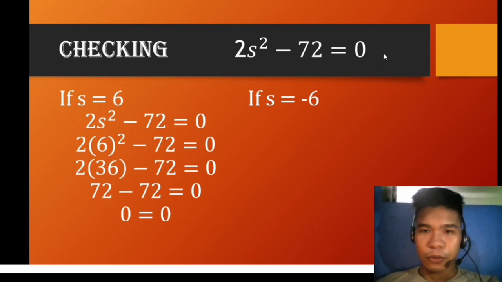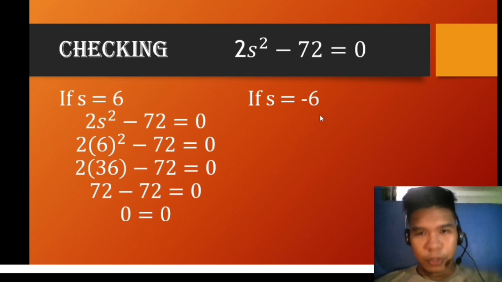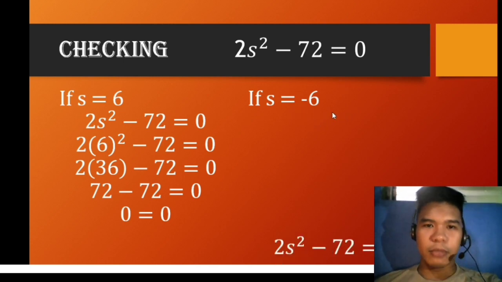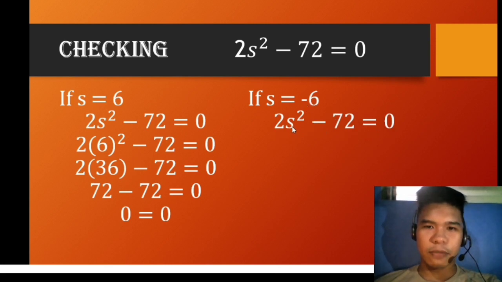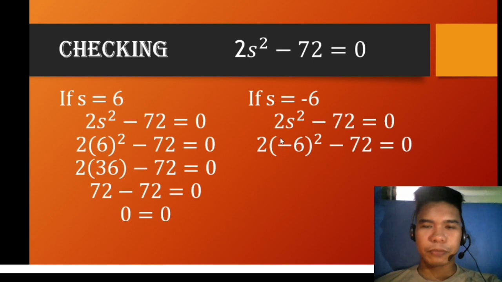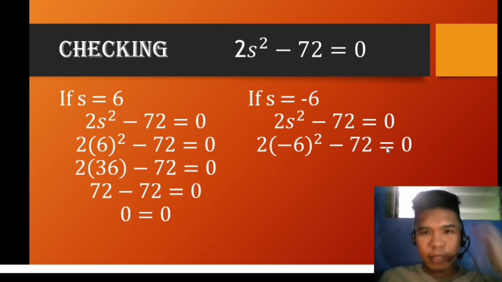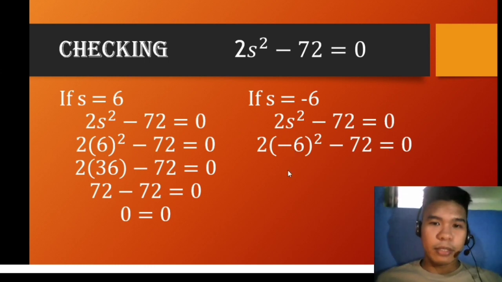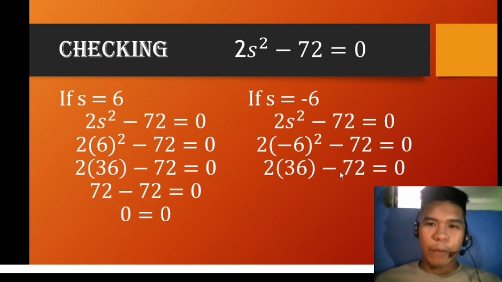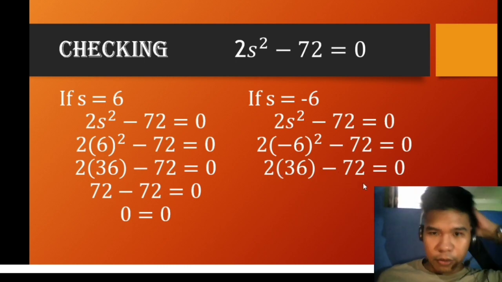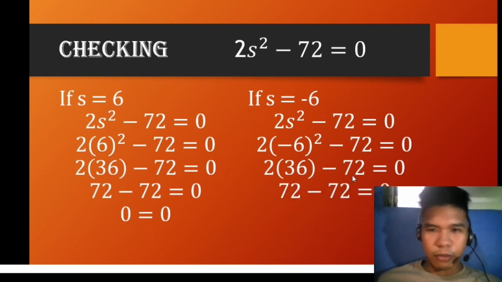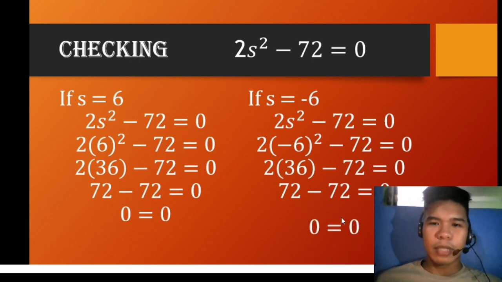Let us now use our computed root, which is s equal to negative 6. Again, we substitute negative 6 for s. Again, we copy 2. S now will become negative 6, quantity squared, minus 72 equal to 0. Simplify: negative 6 times negative 6 is again positive 36. So this will become 2 times 36 minus 72 equal to 0. 2 times 36 here again is 72. Copy minus 72 equal to 0. So 72 minus 72 is again 0 equal to 0.